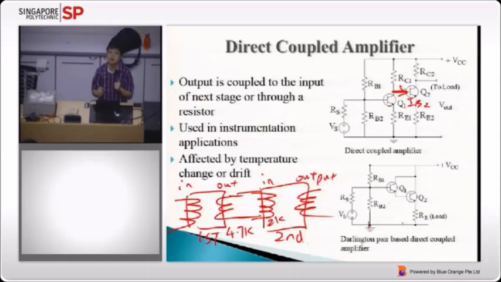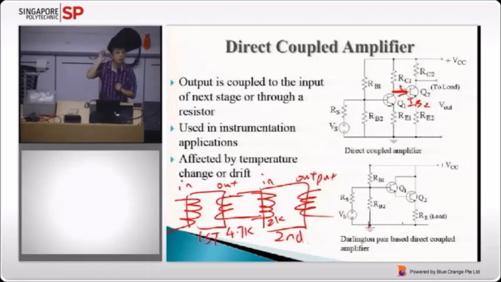Clear? Simple. So the direct method is simple. To identify the direct method, you must make sure that when the output of the first stage and the input of the second stage connect together, there's nothing in between. That is how you identify a direct couple. Okay? So I'm going to go through the next method, which is called the transformer couple.